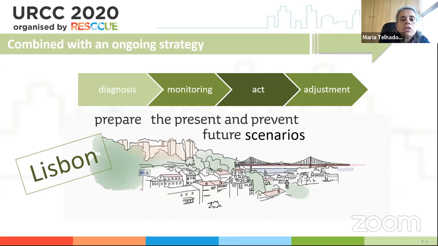This ongoing strategy combines in the same process a phase of diagnosis, monitoring, action, and adjustment, or as we say, build back better, readapt. Why? To prepare the present and focus on preventing future scenarios.